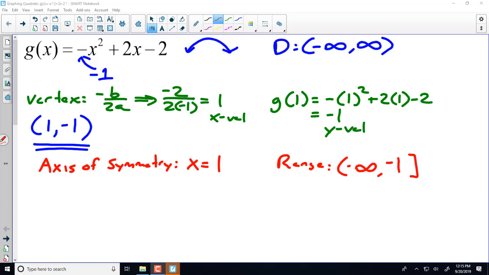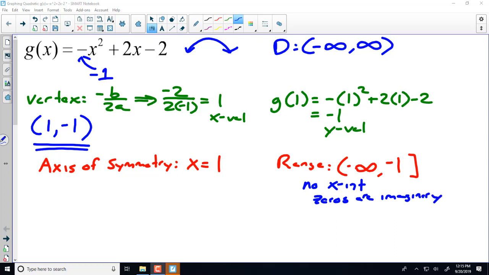So it would appear that when we graph this parabola, it will only be below the x-axis, which means it really shouldn't have any x-intercepts. So what does that mean if it doesn't have any x-intercepts? Well, if we have no x-intercepts, that means our zeros are imaginary. And I'm going to verify that right now.